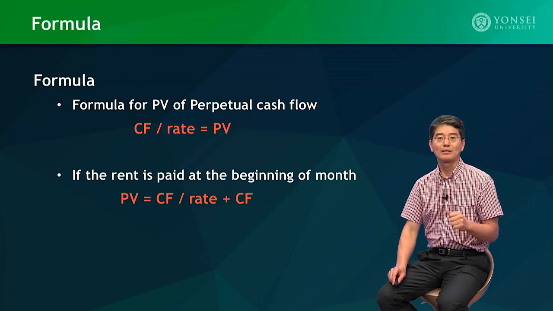You can apply this formula to find the value of real estate as well as a company. If a company is mature, we assume that the company's cash flow is the same forever or grows at a constant rate. Then we can use the same formula to find the terminal value of a company in a mature stage. We are going to learn that later.